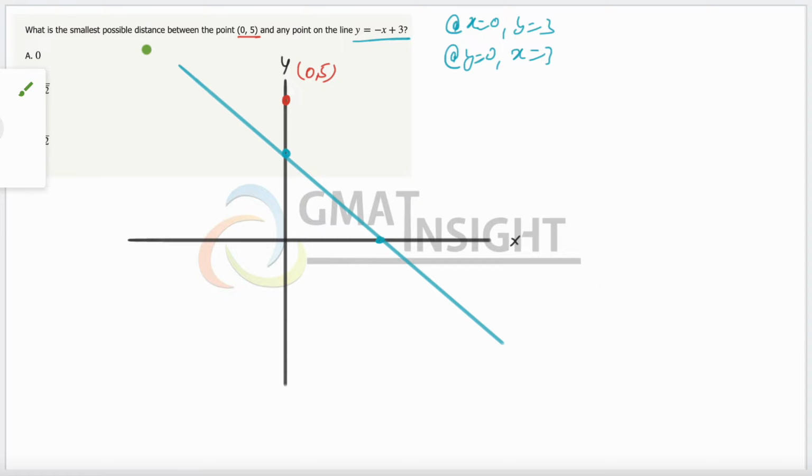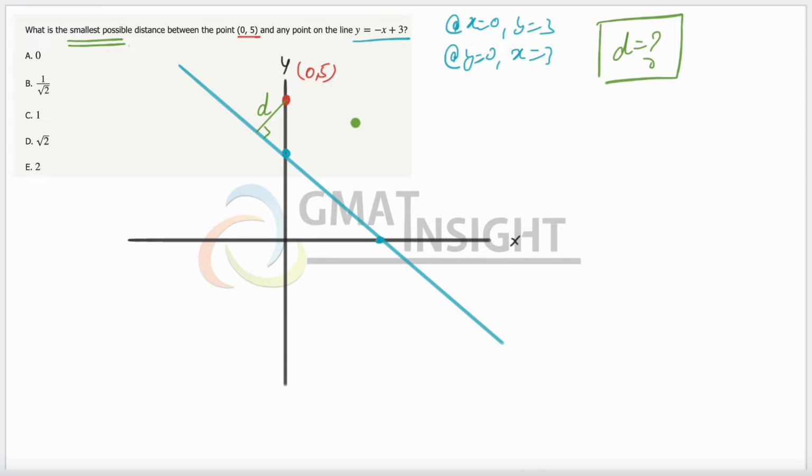The smallest possible distance is always the perpendicular distance, which means to answer this question, we have to simply drop a perpendicular line such as this. Now, if this is perpendicular, then this will be the shortest distance. Let's call it d. Now, the question is asking the value of d.